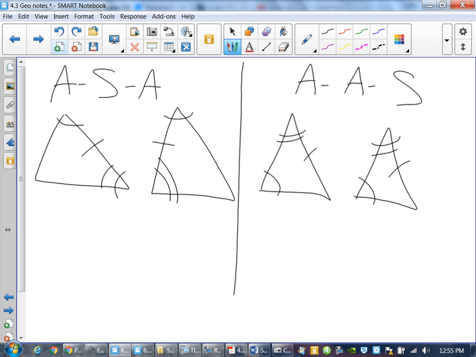The correspondence stays the same. That single tick mark is across from the exact same angle. If it was across from a different angle, it won't work.